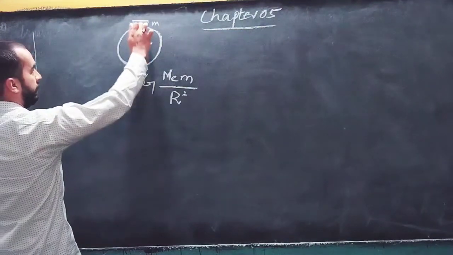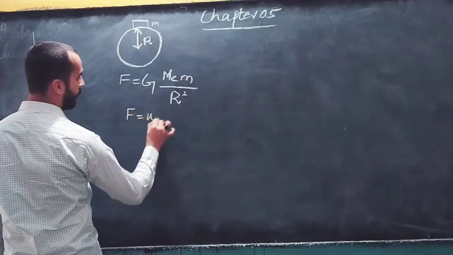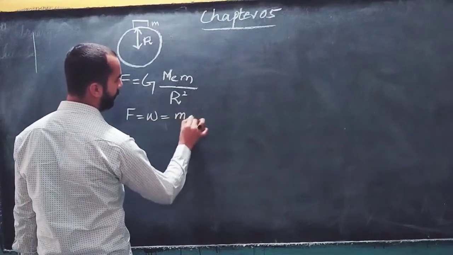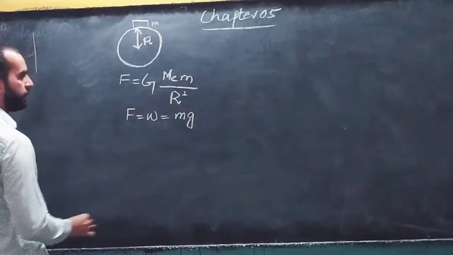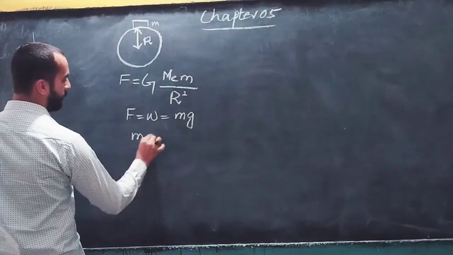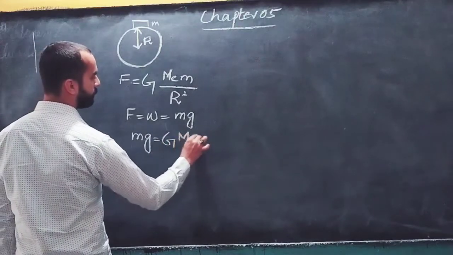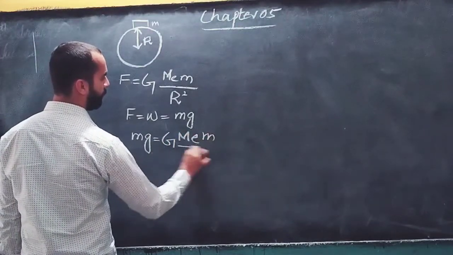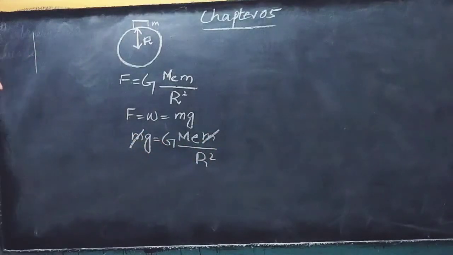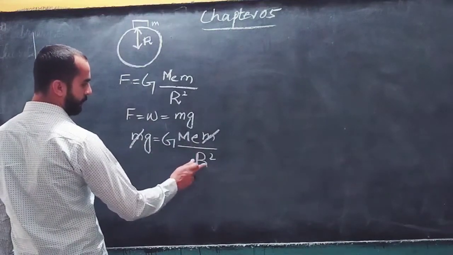Now, as we know, the mass of the body can be expressed as the weight, which is equal to the force, and the formula between force and weight is W is equal to mg. We will put the value of F in this equation. mg is equal to G Me m divided by r square. The m will be cancelled with the m, and we will get g is equal to G Me over r square.